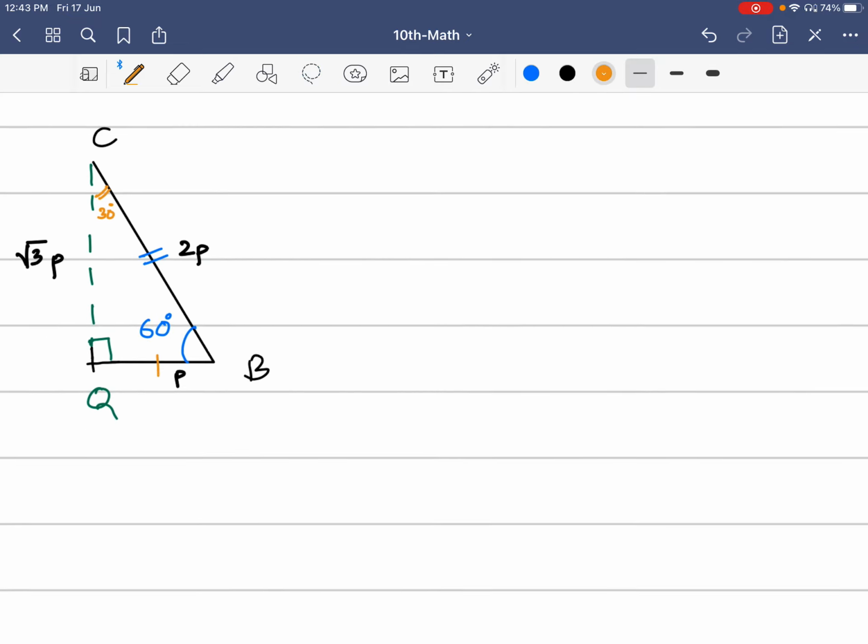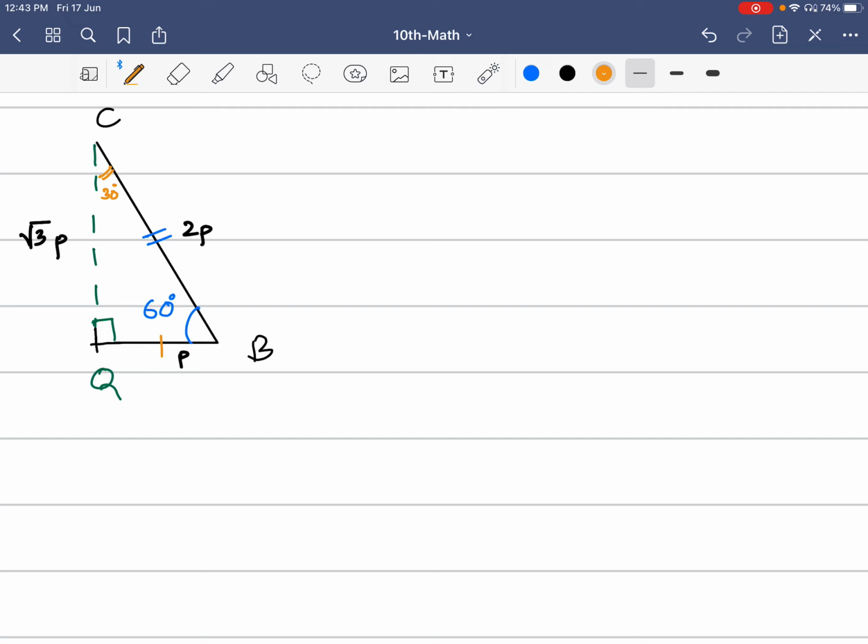Let us zoom in. Yes, so let's start with sine 30 degree. What is the sine of an angle? Sine of an angle is the opposite side divided by the hypotenuse. So I'm going to write here opposite side BQ divided by hypotenuse, which is BC. But what is BQ? It's p. What is BC? It's 2p. p and p cancel each other. It becomes half.